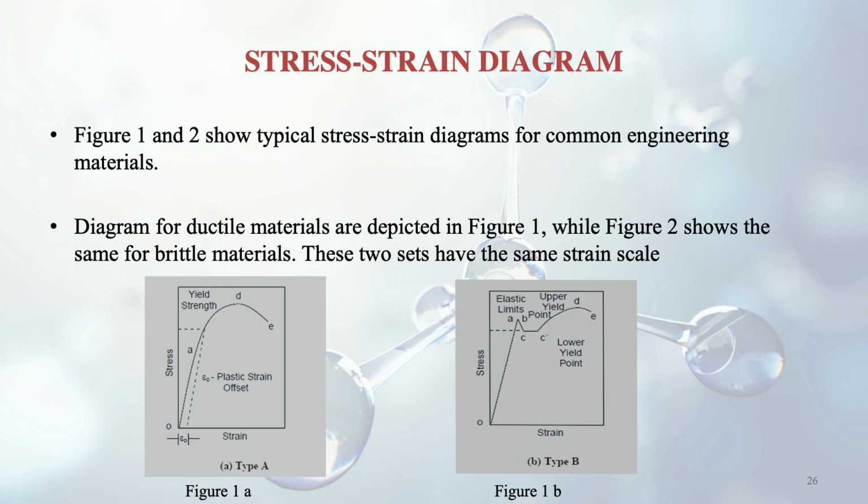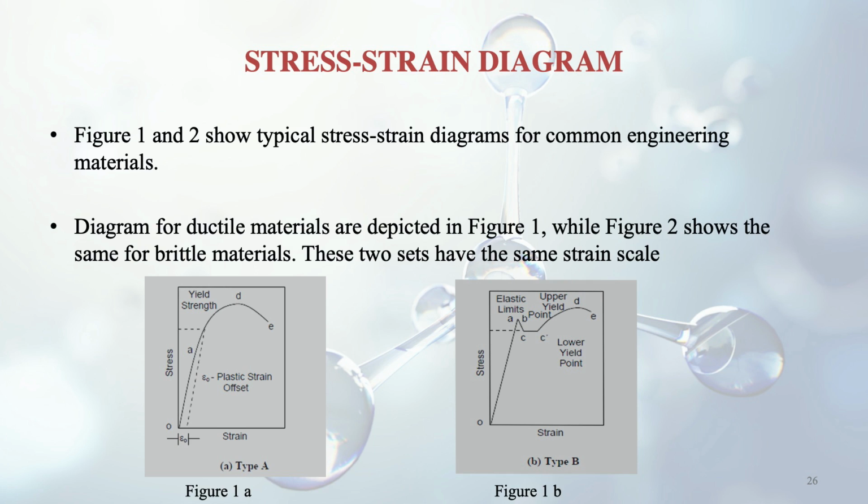Now the stress strain diagram. There are two figures which I will explain to you, and they show the typical stress strain diagrams for common engineering materials. The first diagram is for the ductile materials and the second one is for the brittle materials. First of all, what is a ductile material? A ductile material is something which can be drawn into wires. So it is not going to break immediately when the stress is applied. It slowly and rapidly elongates and finally breaks at a certain point.